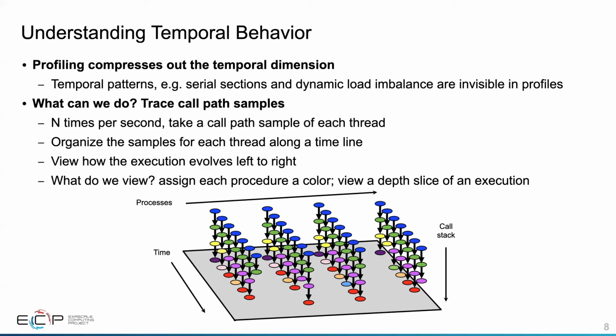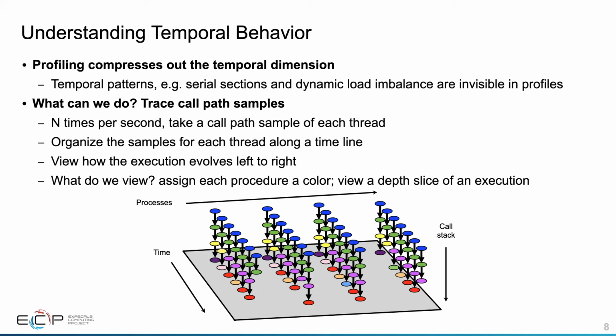So in the profile views we've looked at so far, the time dimension is compressed out. All of the samples have been aggregated together into a calling context tree. So how could we get some understanding of what's going on in an execution over time? Well, one idea is to take all of these samples we're taking n times a second, and organize the samples for each thread or MPI rank along a timeline. And then we'll view how the execution evolves over time.